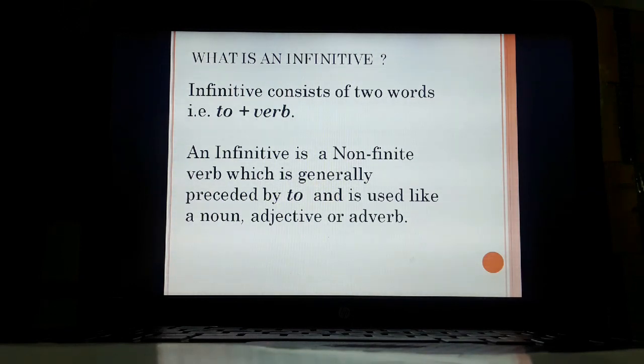Hence, it can be defined as: an infinitive is a non-finite verb which is generally preceded by to and is used like a noun, adjective or adverb. So, an infinitive consists of to plus V1 and moreover it is used like a noun, adjective or adverb.